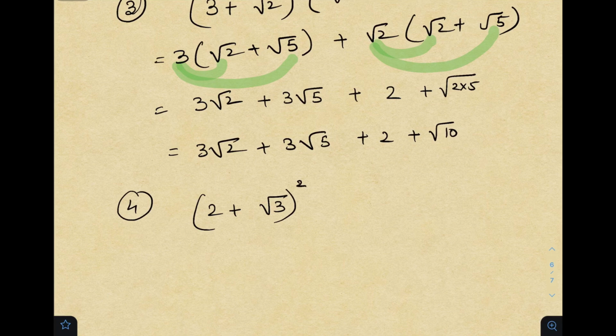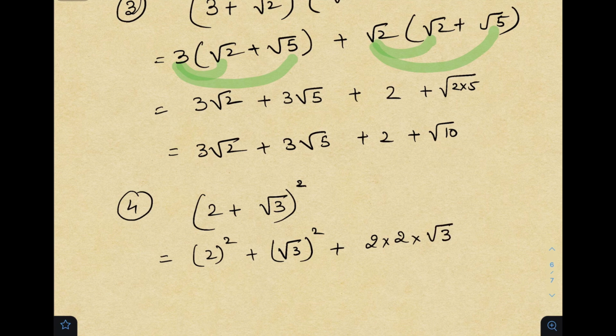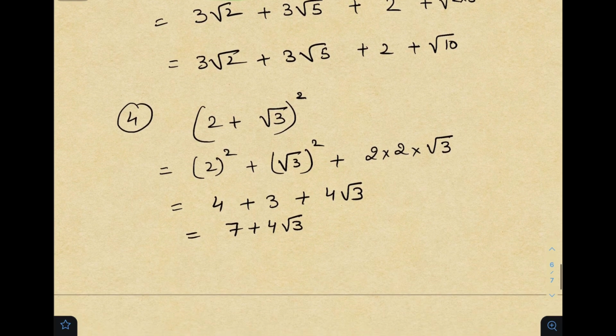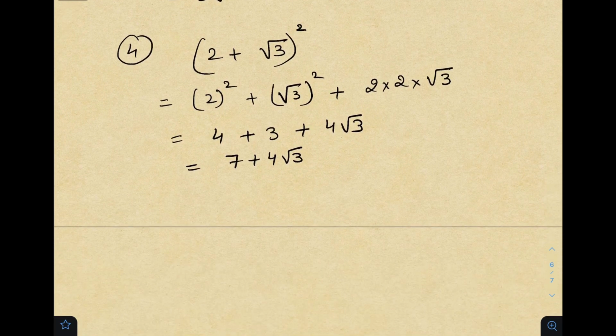2 plus root 3 whole square. So we will apply the identity a square plus b square plus 2ab. We get 2 square plus root 3 square plus 2 into 2 into root 3. 2 square is 4, root 3 square is 3 and the next term is 4 root 3. 4 plus 3 we can combine, so the answer is 7 plus 4 root 3. We cannot combine it further, we cannot write it as 11 root 3.